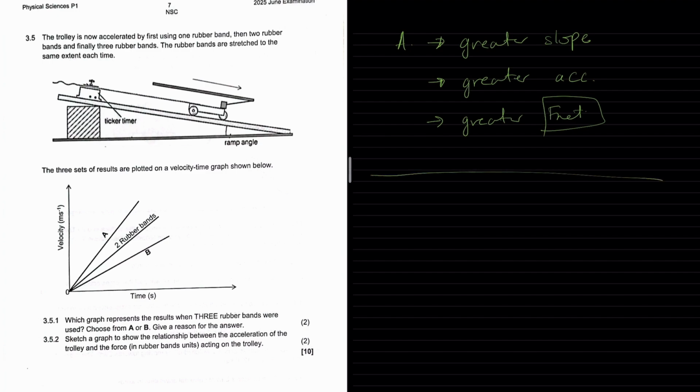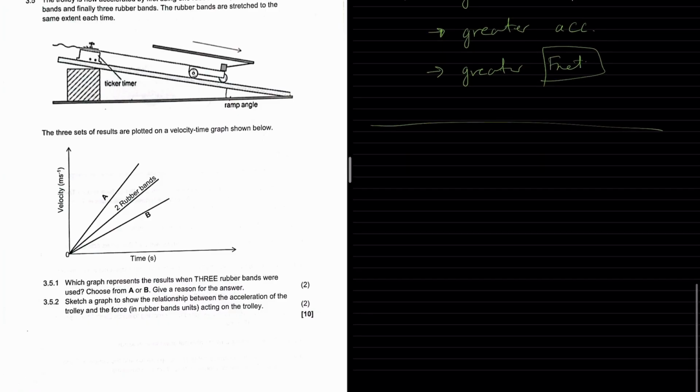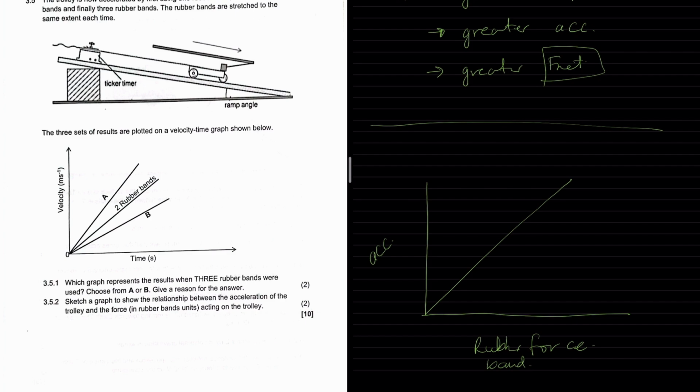So question 3.5.2, sketch a graph to show the relationship between the acceleration of a trolley and the force in rubber band units acting on the trolley. So they want to know basically what is the relationship here. So we want to look at acceleration on our y-axis and force on our x-axis, or rubber band force. And it's a directly proportional relationship because if you increase the force on the rubber band, the acceleration is going to be greater. And so it should follow that shape, going through the origin where no force means no acceleration.